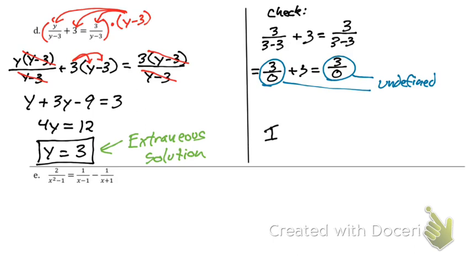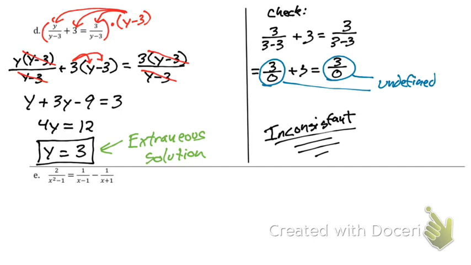So this would be... If you have two solutions and one's extraneous and the other one is not, then it would be conditional.